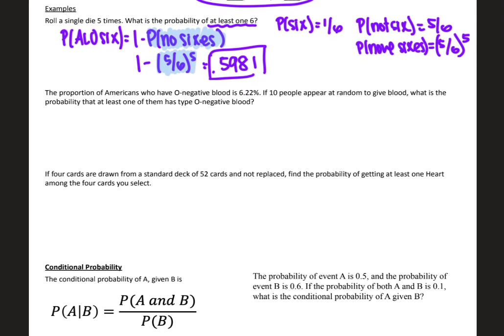So now let's look at the second one. It says the proportion of Americans who have type O blood is 6.22%. If 10 people appear at random to give blood, what's the probability that at least one of them has type O blood? So like I said, as soon as I see the at least one, I'm going to rewrite it as the probability of at least one type O blood is equal to 1 minus the probability that none have type O.